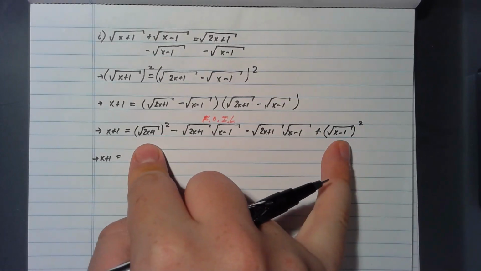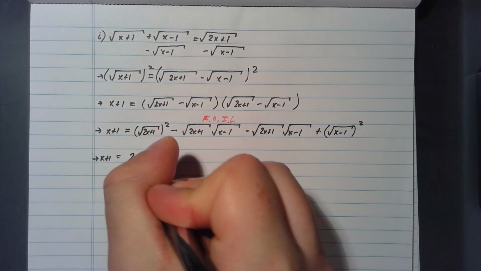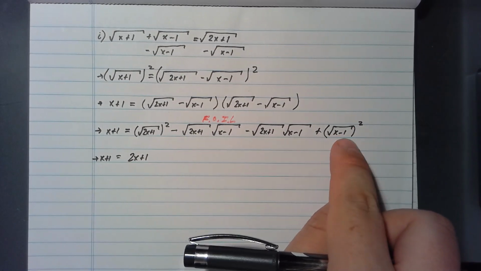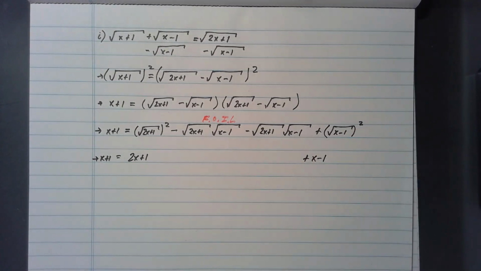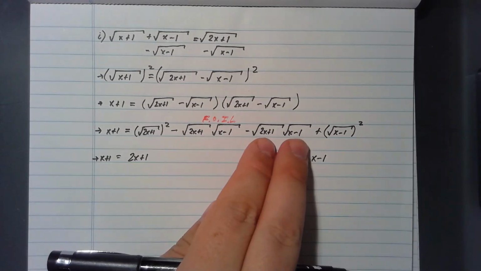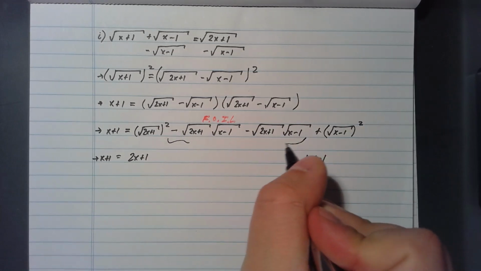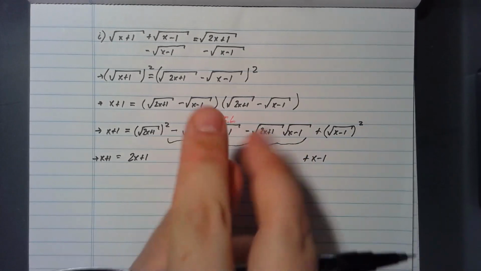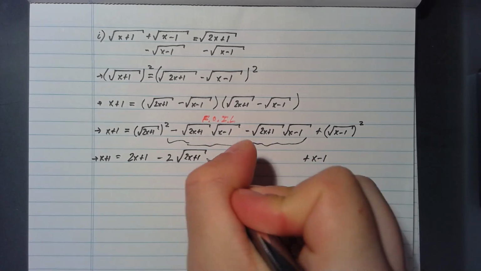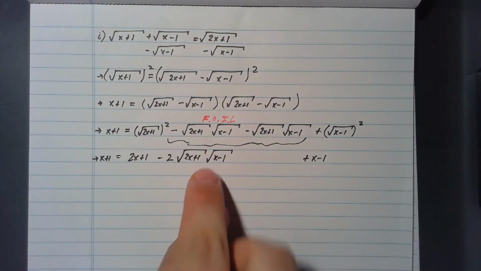Now the first and last terms simplify a bit. The radical and the square cancel out, so I'm left with 2x plus 1. The same thing with the last term. The radical and the square cancel out, so I'm left with x minus 1. Now in the middle, these are both the same terms. This is the same term as this, so that means I have two of them. So I could write this as negative 2 root 2x plus 1 root x minus 1. I have two of these terms.